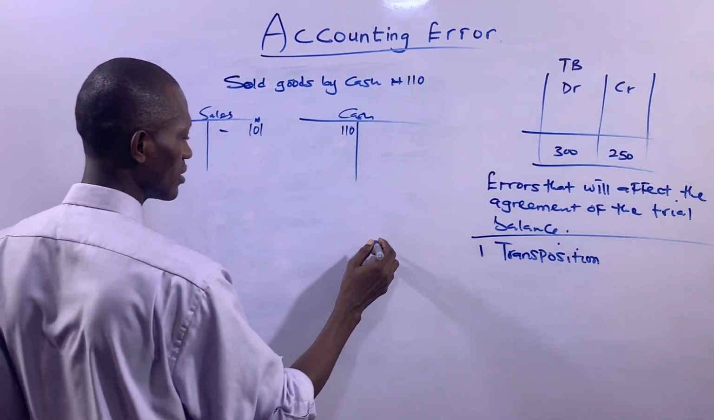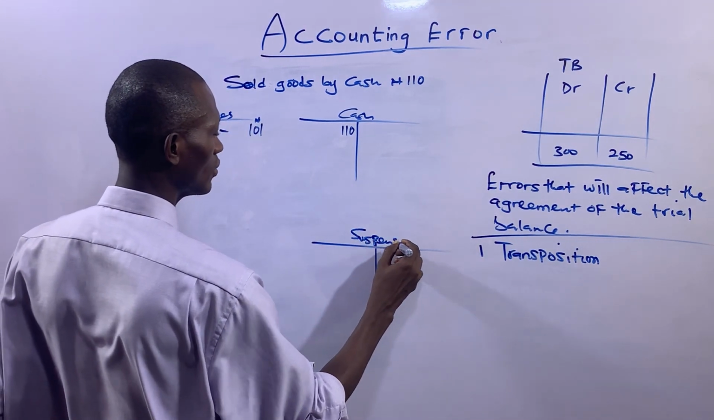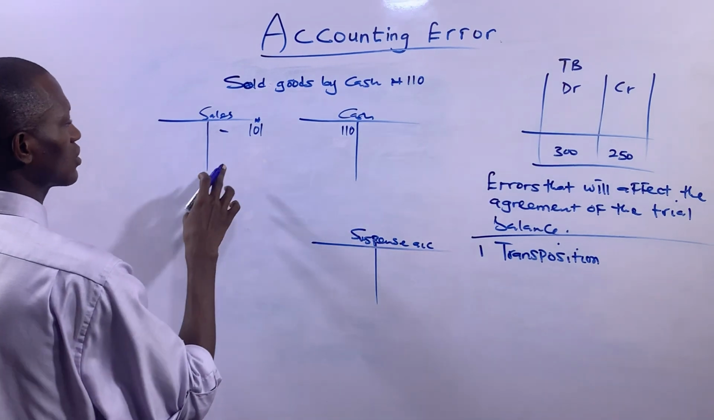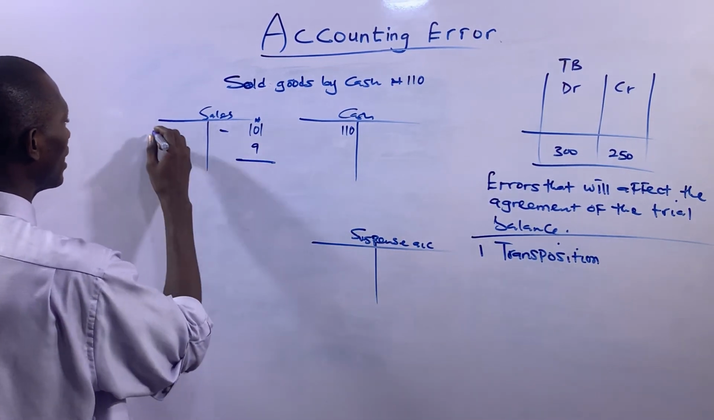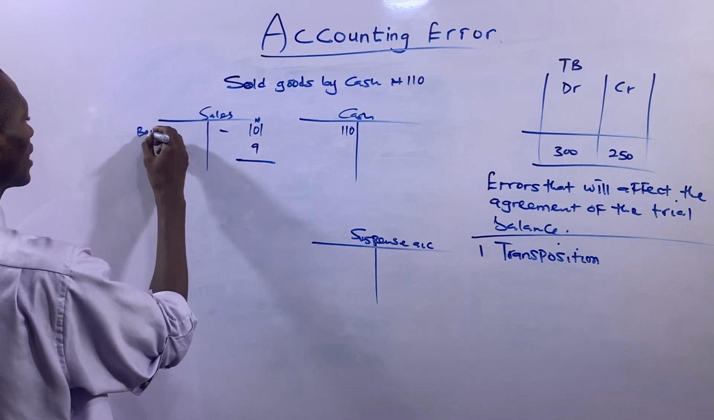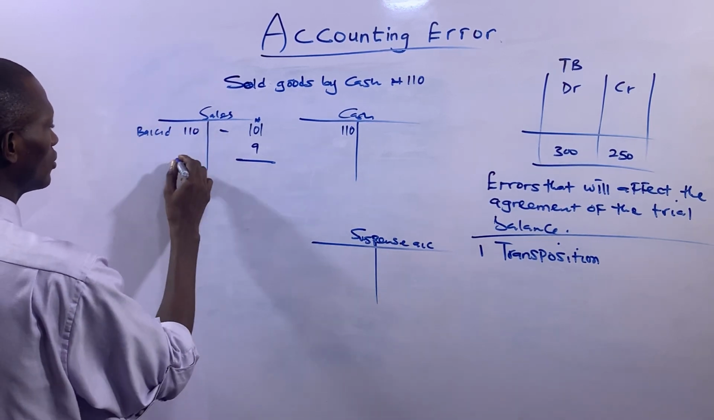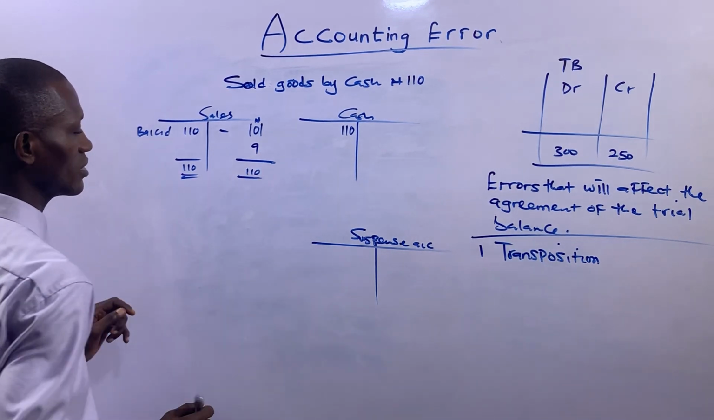So you are going to have suspense account. Then you are going to credit these sales with 9 naira. So you have 9 naira. Then the total balance here, which is balance carried down in sales account, that will be 110. Then you have 110, you have 110. So this is what you have.